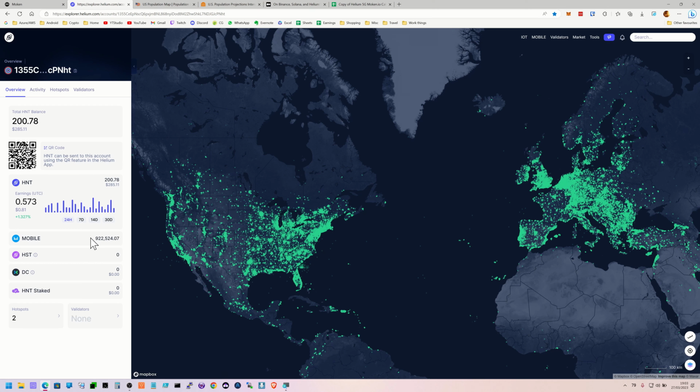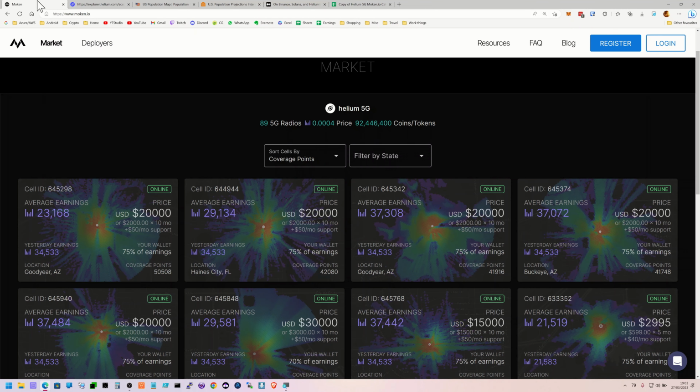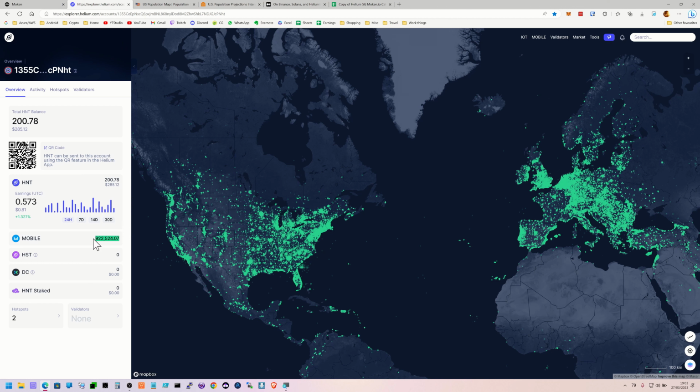So you can see here I've got 922,000 mobile tokens that my little miner has been slowly beavering away somewhere in Texas and earning me those lovely mobile tokens. Now, the mobile token has not yet launched. We don't actually know what the launch price will be, but the estimates currently are around 0.0004 cents. Now, if that ever went up to, say, a dollar, or anywhere close to where HNT currently is, you could see I'd be sitting on nearly $1 million. So that's a nice thought to have in the back of my mind.